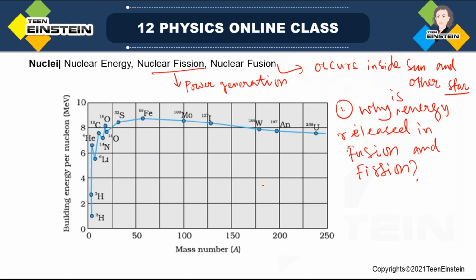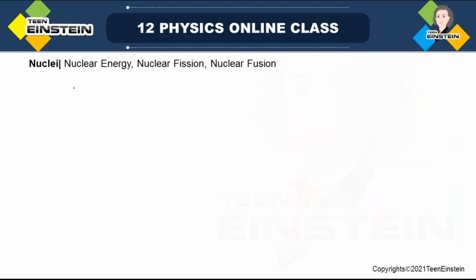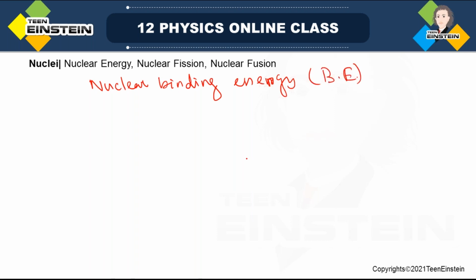We have somewhat discussed in alpha decay that there is something called binding energy. Before I show you this curve, let me tell you that the source of this release of energy during fission and fusion is only the nuclear binding energy. This we have already discussed. What is binding energy? Let me write in short, B.E., binding energy.